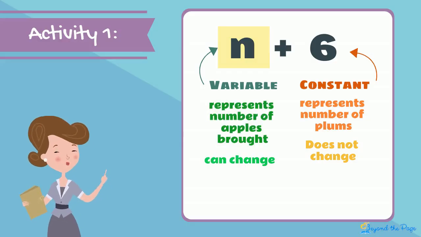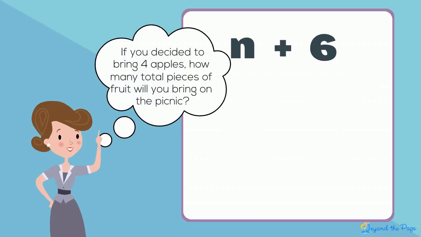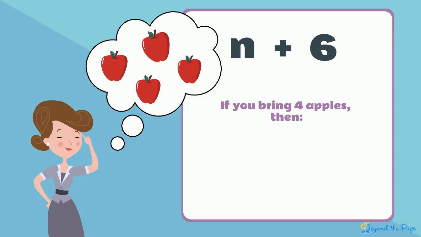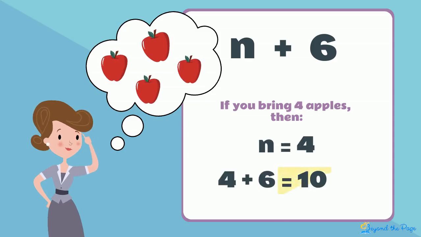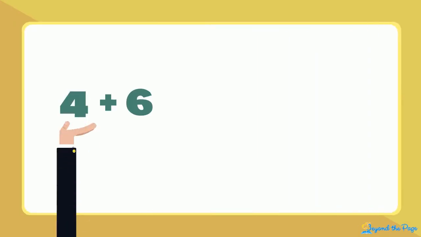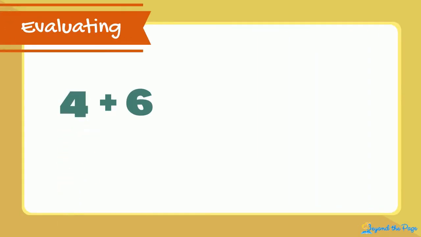For example, if you decided to bring 4 apples, how many total pieces of fruit will you bring on the picnic? The number 4 is used in place of the variable, and the expression becomes equal to 10 pieces of fruit packed for the picnic. By substituting a set value for a variable, you are evaluating the expression.